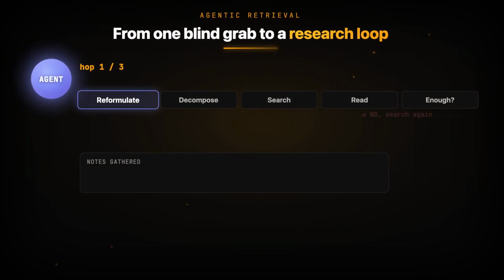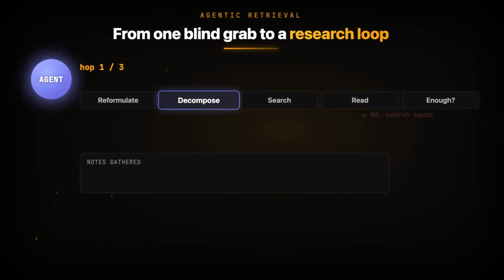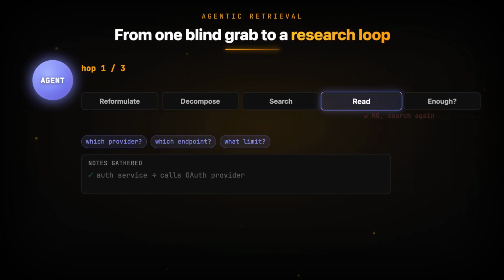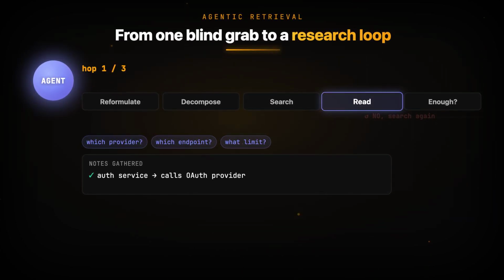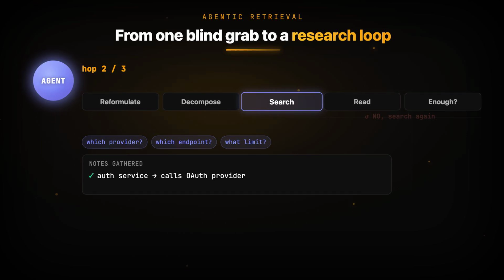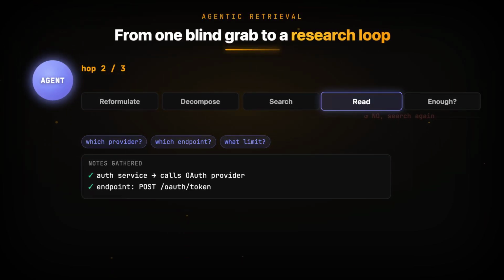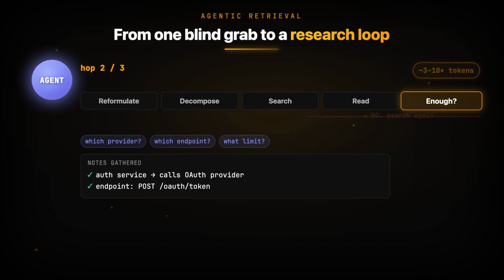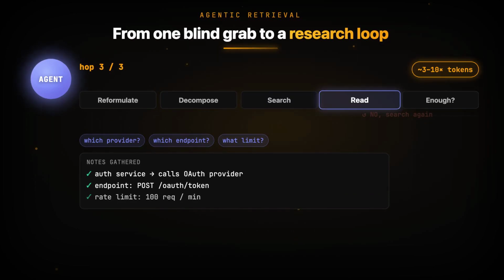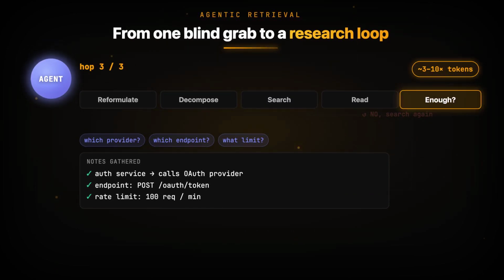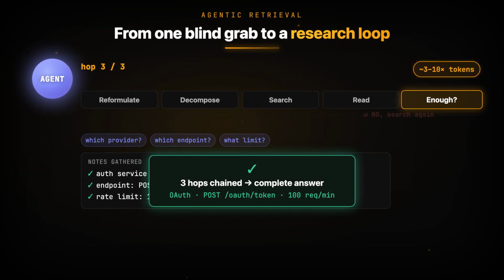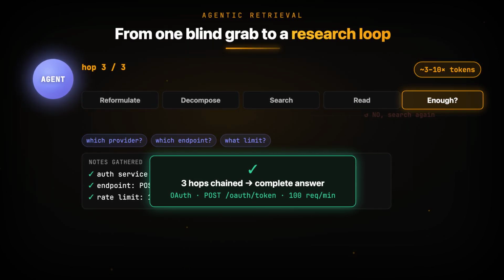Here is what changes. The agent takes your question and reformulates it into a better query. If it's complex, it breaks it into sub-questions and searches each one. Then the key part, it looks at what came back and judges it. Do I have enough? No, the answer references something I haven't looked up yet. So it searches again and keeps going until it has what it needs. Instead of one blind grab, you get a small research loop. Ask something that takes 3 hops to answer, and classic RAG tends to fall apart, while an agentic retriever chains the hops and gets there.